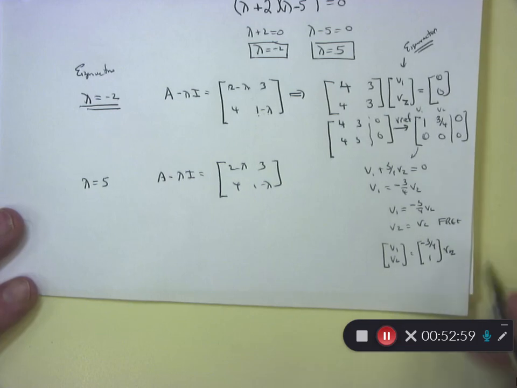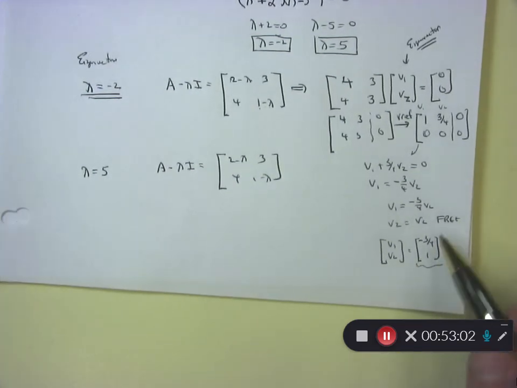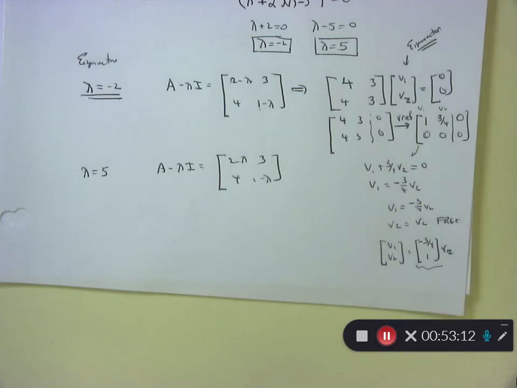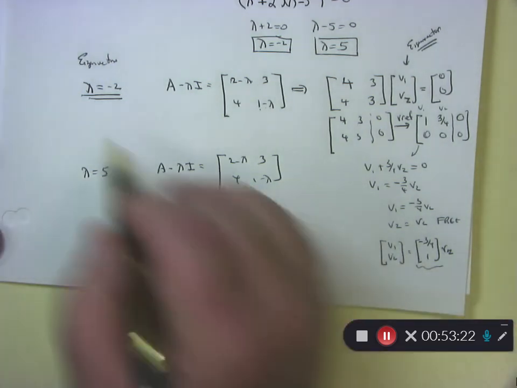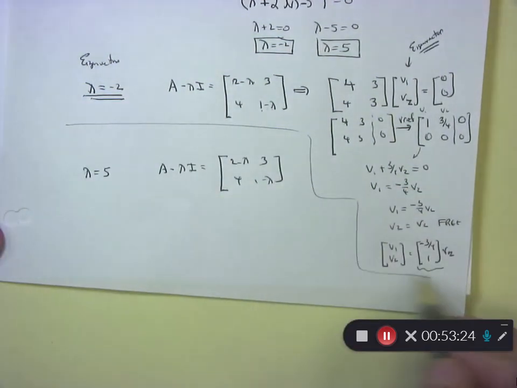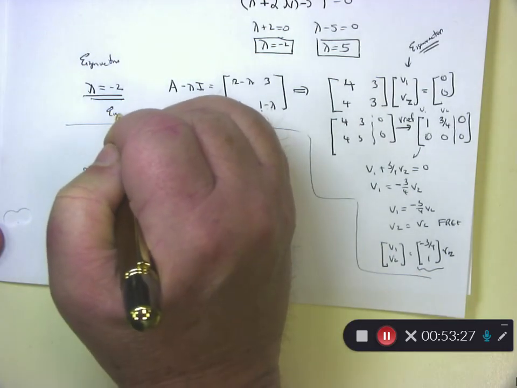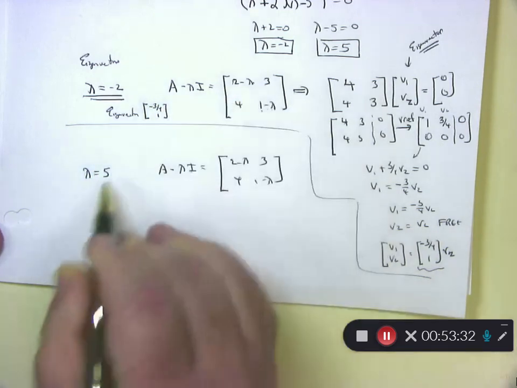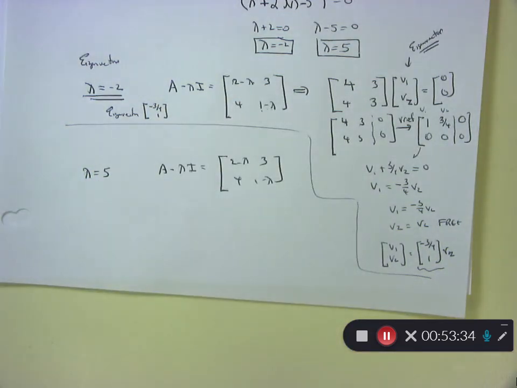Now, what you want is this ratio right here. And you could have basically just pulled out a V2 over 4 and make this negative 3, 4 if you want to. If you like whole numbers, great. I don't care. I just pull out the V2 and I get myself an eigenvector. It's the ratio of the two guys together. So, for lambda equals negative 2, I got the eigenvector of negative 3/4, 1. Now let's find the same thing for lambda equals 5.